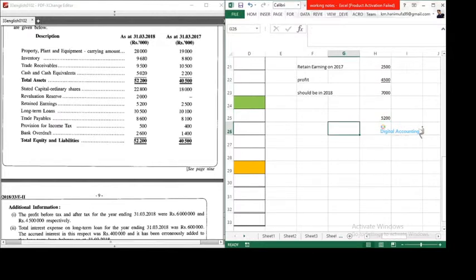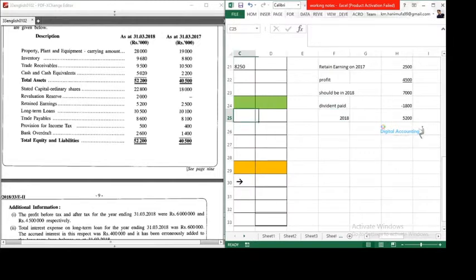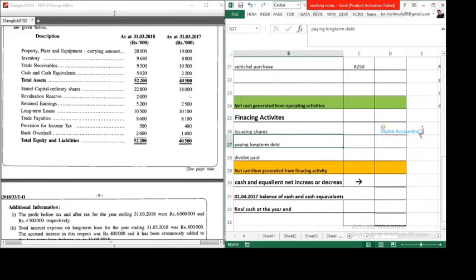This is the 2018 actual value that is given, right? So the value they are sharing out of the profit is a dividend. The value is the dividend actually paid. This is called dividend paid. It's 1,800. So now this is the financing activities, the dividend paid, 1,800, is a minus value. The vehicle purchase is also a minus value, right? Don't forget to put the minus value, 1,850.